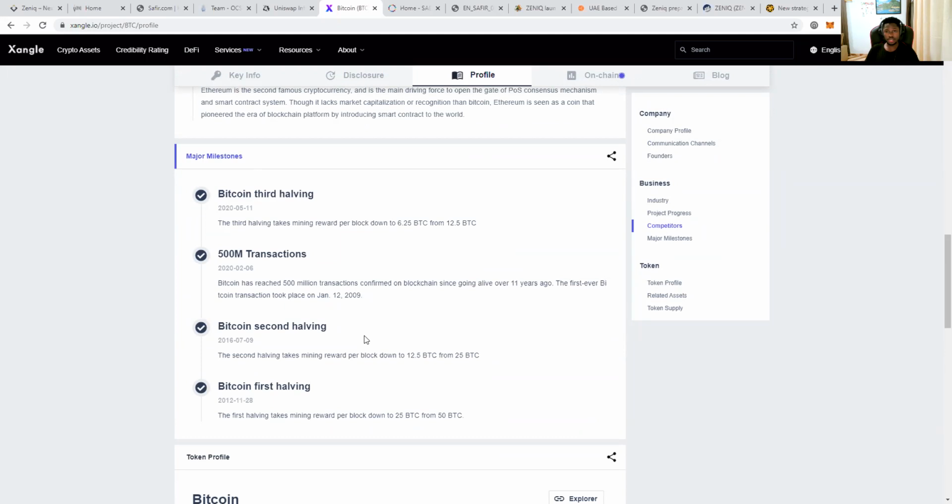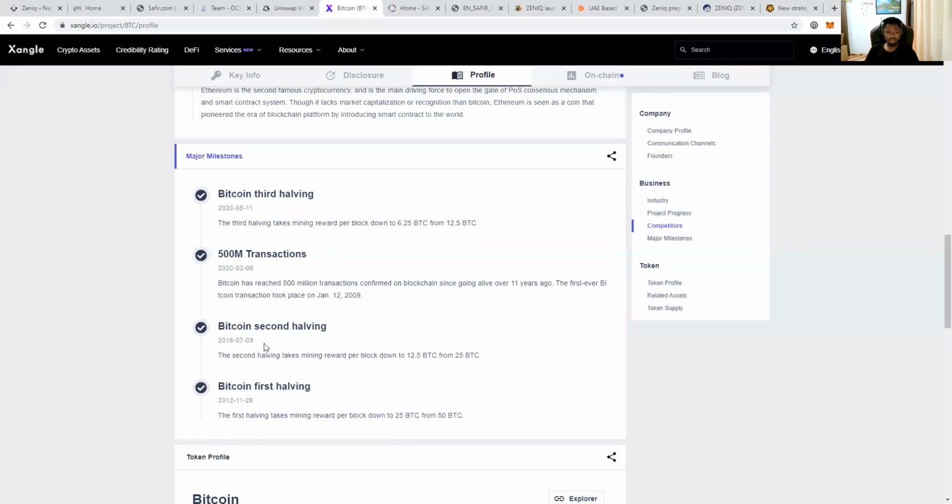All right, so when you come to profile, you get to see major milestones that the BTC blockchain has accomplished so far, and you get to see the Bitcoin first halving, which happened on the 28th of November 2012. That was the first time Bitcoin experienced its halving, and then miners who were making 50 BTC on average from 2008 all the way to 2012 had to experience a drop in the BTC being minted from 50 to 25, and that is the meaning of halving. Halving is a protocol, a technical process that reduces the token being mined or minted by half according to the stipulated period of the protocol.